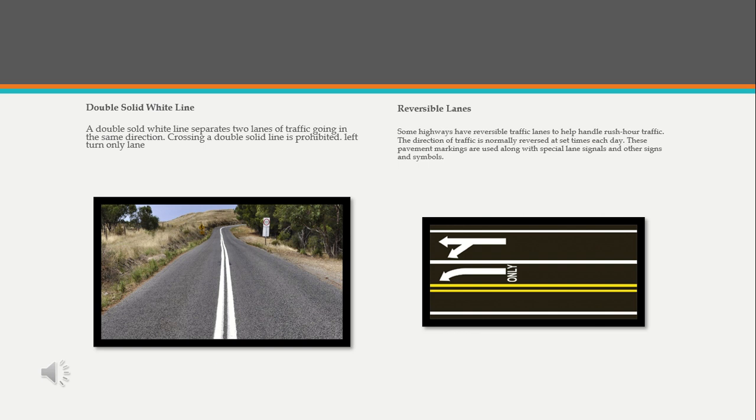Reversible lanes. Some highways have reversible traffic lanes to help handle rush hour traffic. The direction of traffic is normally reversed at a set time each day. These pavement markings are used along with special lane signals and other signs and symbols. Reversible lanes are commonly found in tunnels or bridges. They allow drivers to switch the direction of traffic flow during certain times and conditions, such as rush hours.